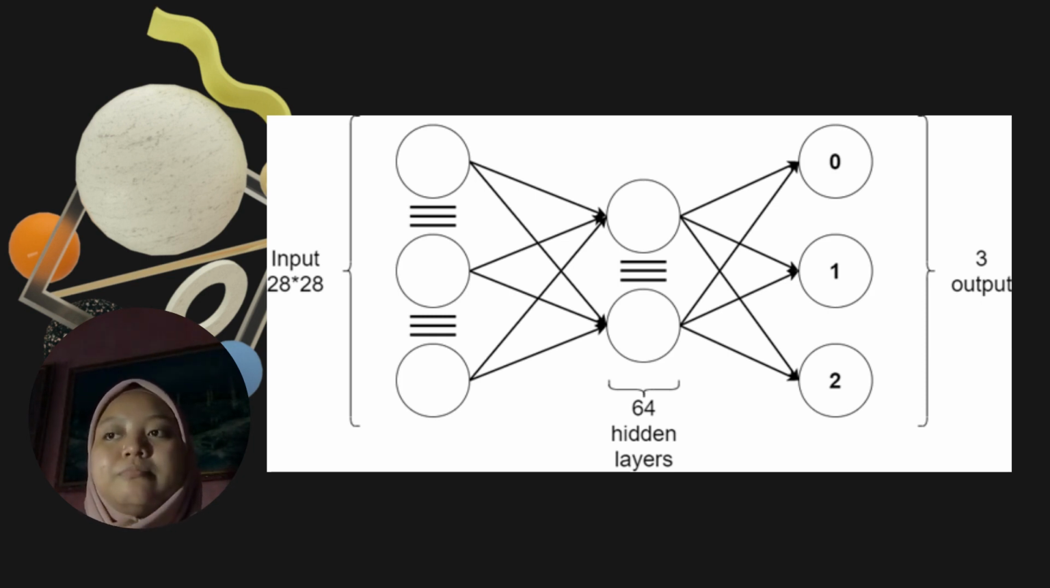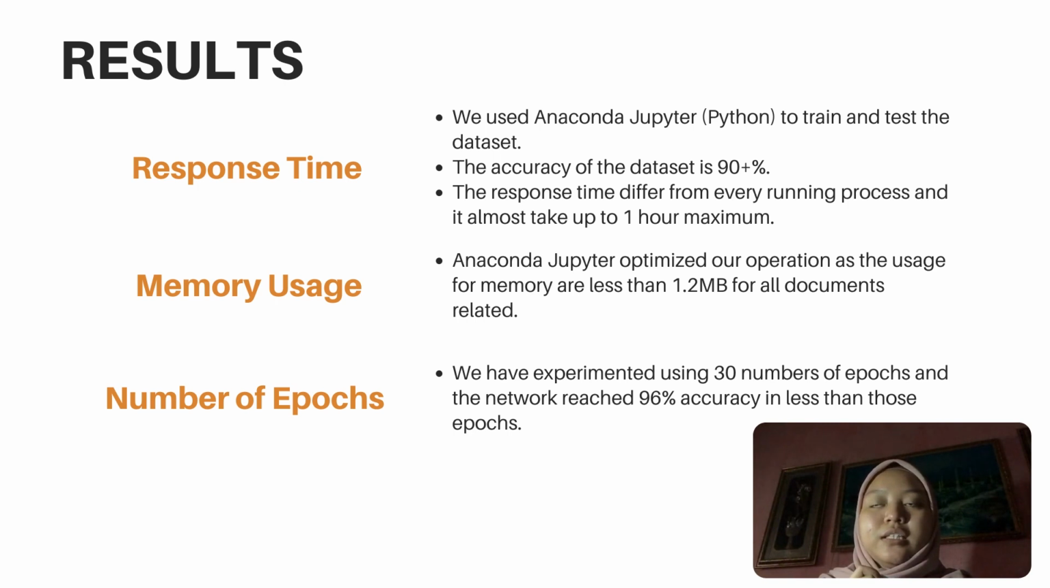8,256 weights. And then from the hidden layer connected to the output, we only have 3 unique outcomes, which are circle, triangle, and square. So for the output layer, we have 195 weights.